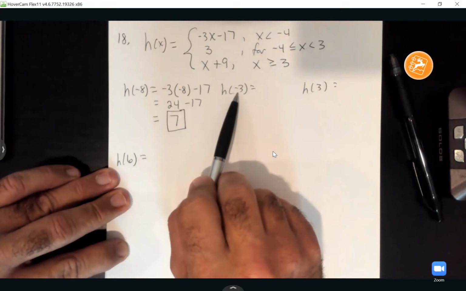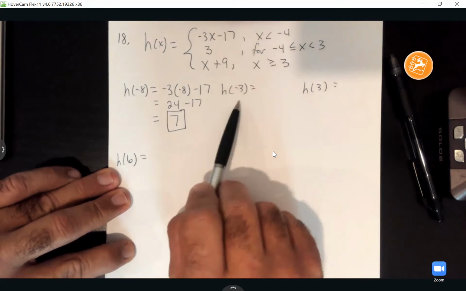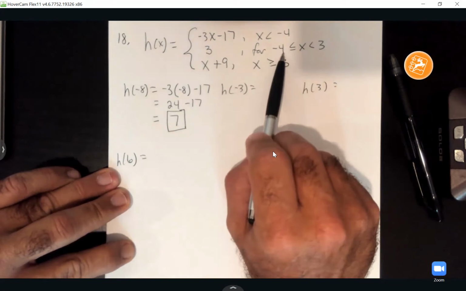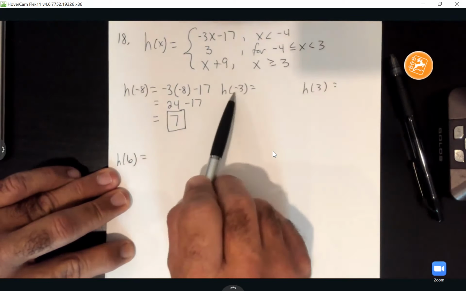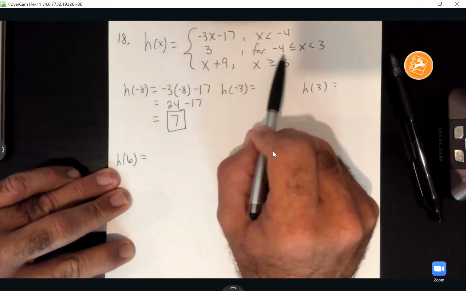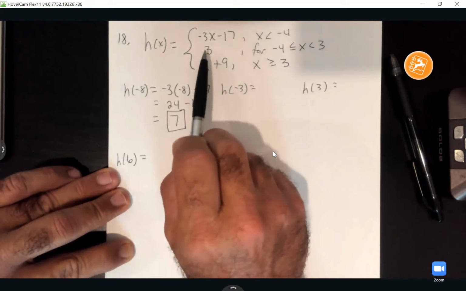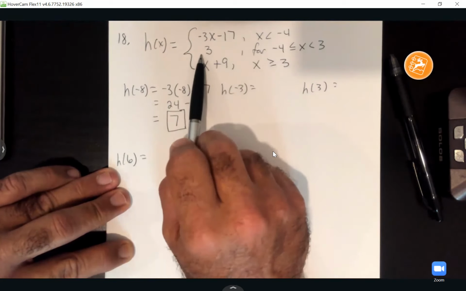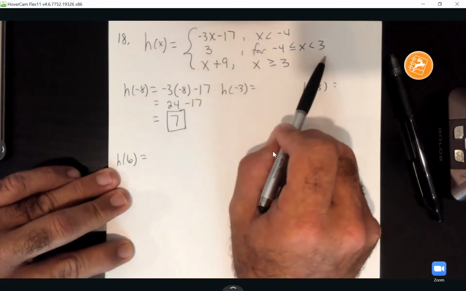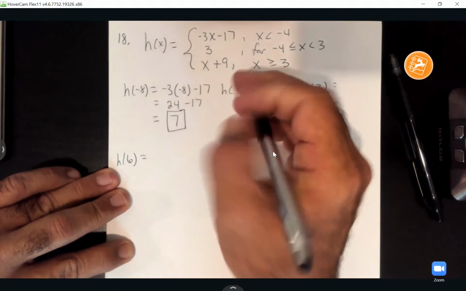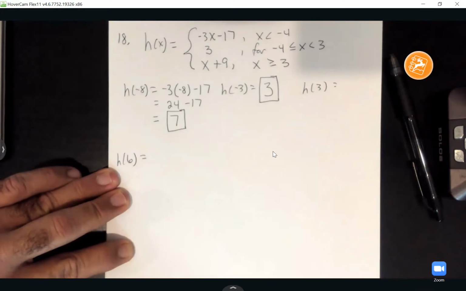Then you've got to figure out, is negative 3 less than negative 4? No. Is negative 3 in between negative 4 and positive 3? Yes. So since negative 3 is in between negative 4 and positive 3, we use the second equation. Well, there's no variable in the second equation. It's just telling me that any number between negative 4 and less than 3 equals 3. So by default, this equals 3, and we're done.